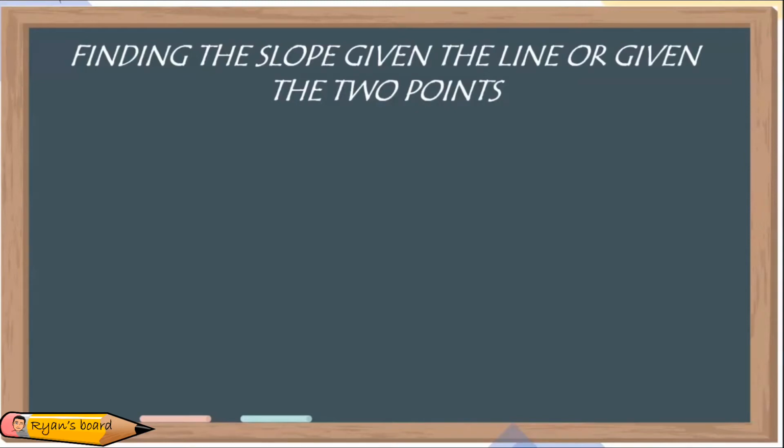So we will discuss today how to find slope given the graph or the line or given 2 points. But before we discuss how to get the slope, we need to know what slope means. By definition, slope means steepness of a line. Okay?